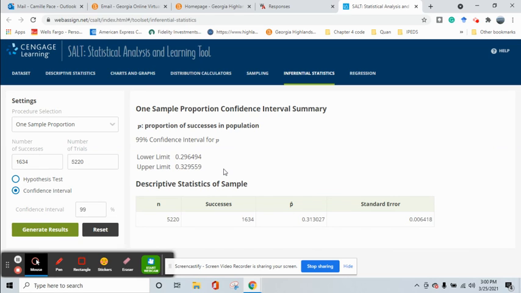So this gives me a range that I can say anywhere from 29.6% to 32.9% would be traditional housing on this reservation. That's how you get that. Hope that helped.